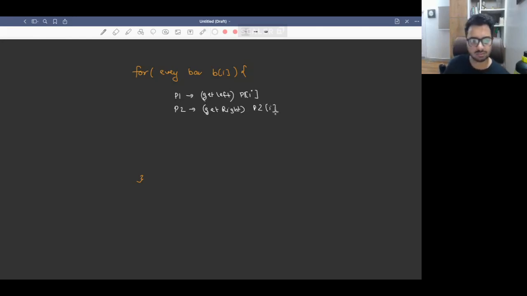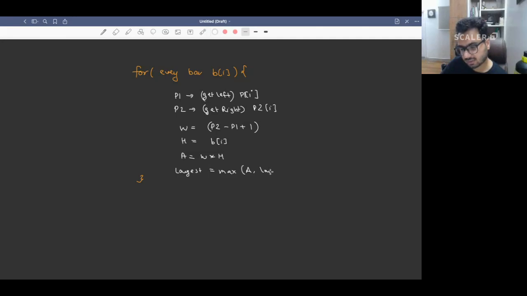Very good. Now what do you know? You know the width. Width is P2 minus P1 minus 1. And the height is nothing but B of I. Area is nothing but width into height. And the largest is nothing but the maximum of the area and the largest. Tell me, does this make sense? That's correct.